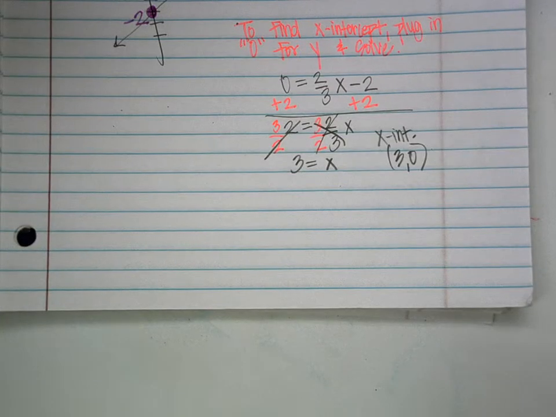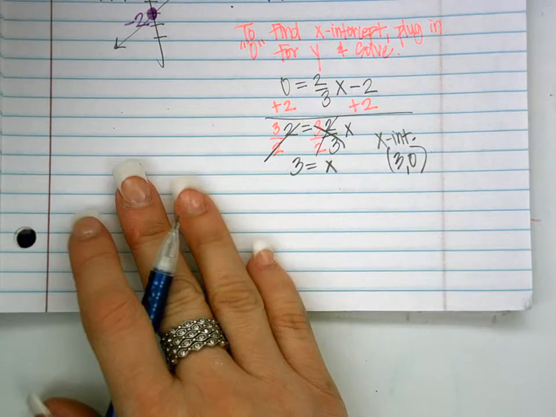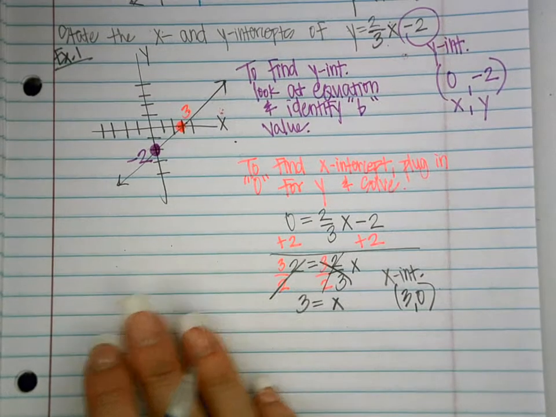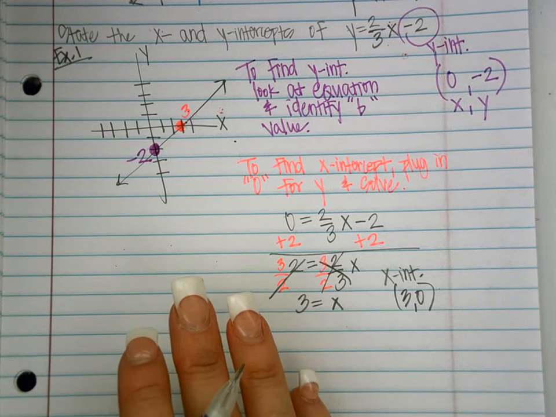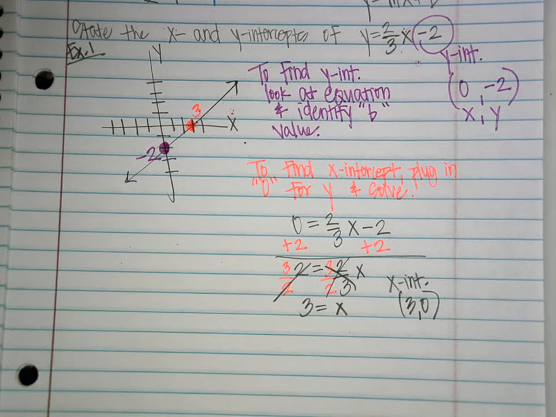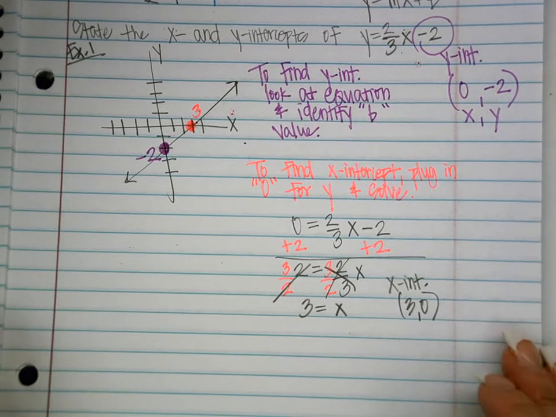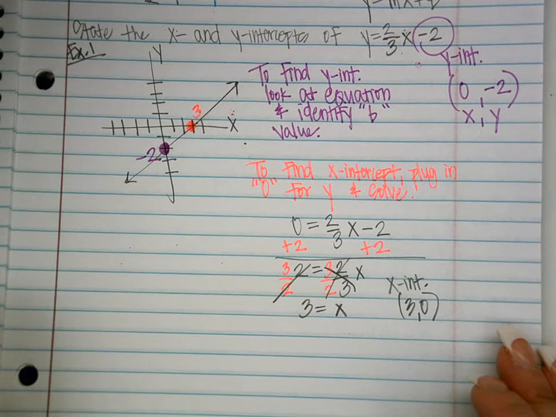So find 2 points and then graph. Sorry, this was number 1. Back up. It'll become a lot easier as we move on, I promise. That's the equation. Just letting a couple of you guys catch up and then we'll move on.